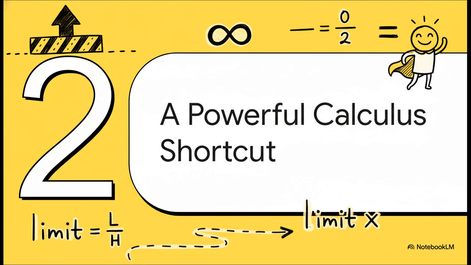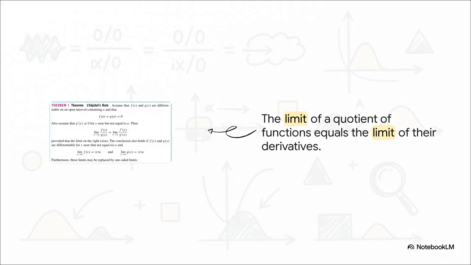So with all these roadblocks, how do we break through? Well, it's time to bring in the hero of this story, L'Hopital's rule. Okay, so here's the magic. The rule is actually pretty simple. It says that if you have one of those pesky indeterminate forms, you can just take the derivative of the top function and the derivative of the bottom function, and then try taking the limit of that new fraction. You're basically swapping out a hard problem for a much easier one that, incredibly, gives you the exact same answer.